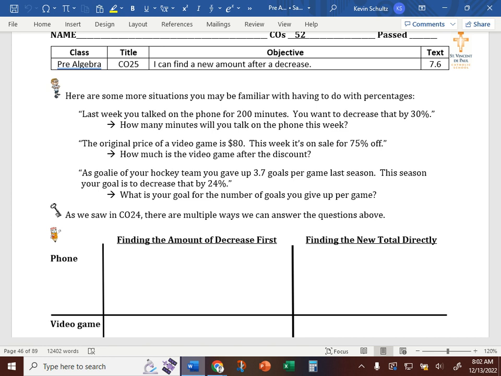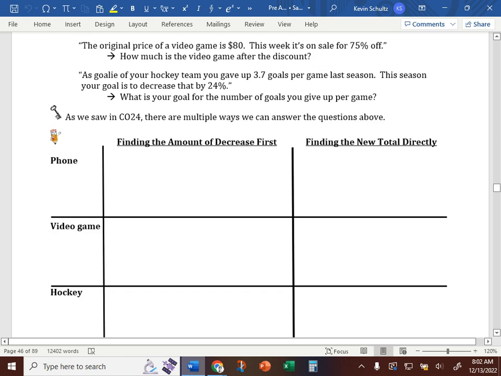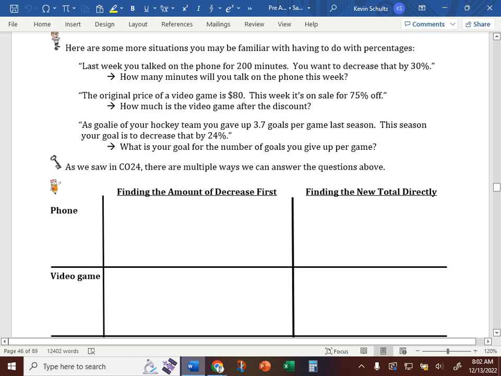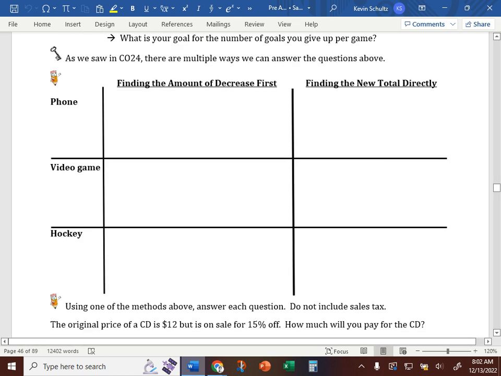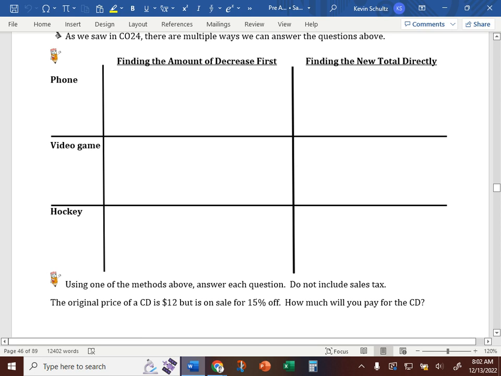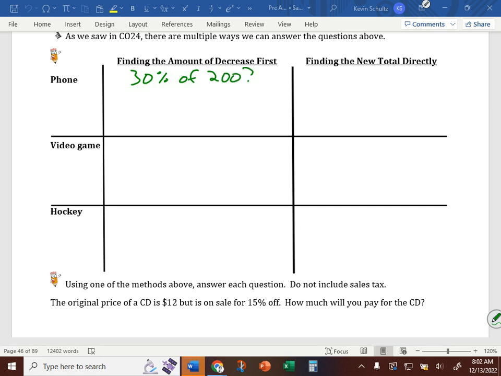Okay. So here we go. 25. We're finding the amount of the decrease first. The first situation is last week you talked on the phone for 200 minutes, and you want to decrease that by 30%. And so we're actually going to start the exact same way as we started with finding the amount of the increase first, is we're going to find the amount of the decrease first. It means we want to figure out what is 30% of 200. Because we want to figure out how much we want to take off that 200 and how much less we want to talk on the phone. We want to decrease it by 30%. We're going to figure out what that value is.